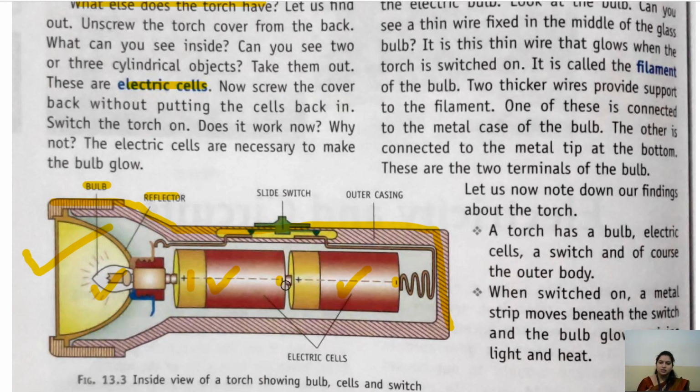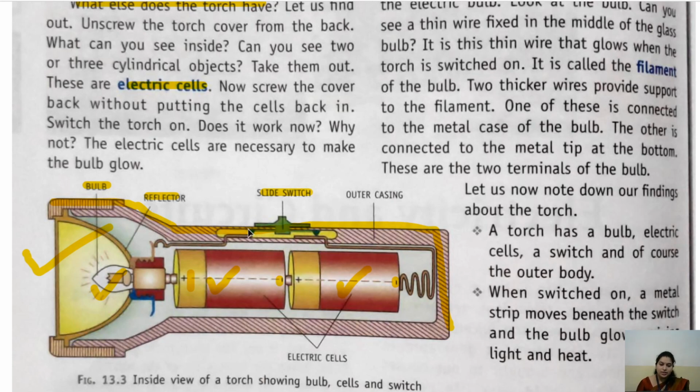Why? Because flow is always from positive to negative direction. Then we have a slide switch. What does this switch do? This switch helps in opening and closing of the torch circuit, or glowing of the bulb.